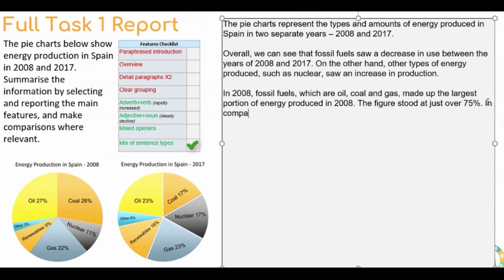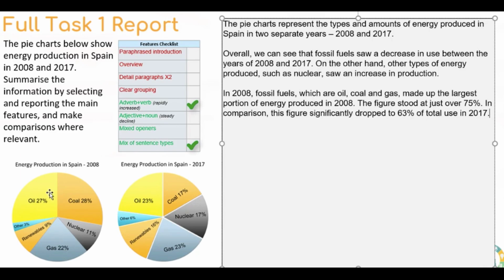In comparison, and it's good to make comparisons in your report, this figure dropped. I'm going to use an adverb now, so an adverb and a verb. Significantly dropped to, let's see, so we've got 23, 17, that makes up 30, 40, 63%. Significantly dropped to 63% of total use in 2017.